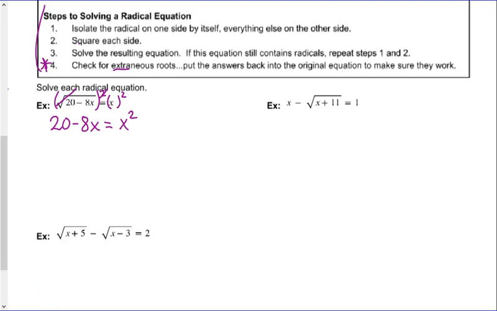Now, this is a quadratic equation with a power of 2. It is nice and positive, so in order to solve that, I need it equal to 0. So I'm going to bring over these two sides. To keep this one positive, I'm going to add the 8x, and I'm going to subtract the 20. So I get x squared, adding 8x gives me a plus 8x, and then subtracting 20 gives me a minus 20, and then we have it equal to 0.